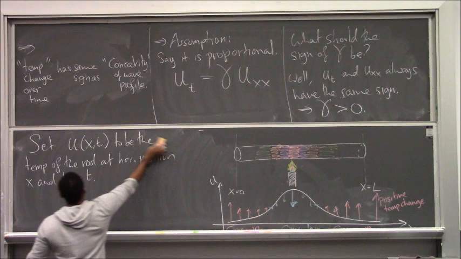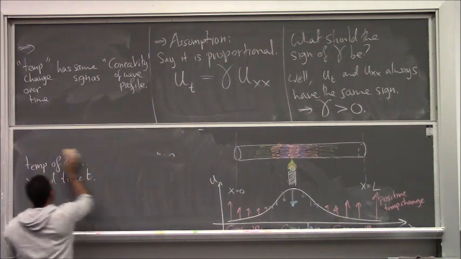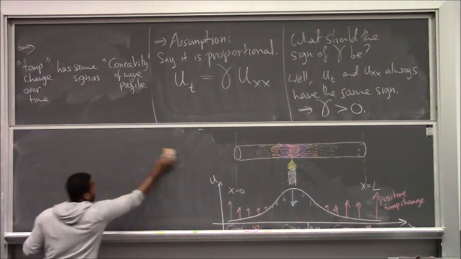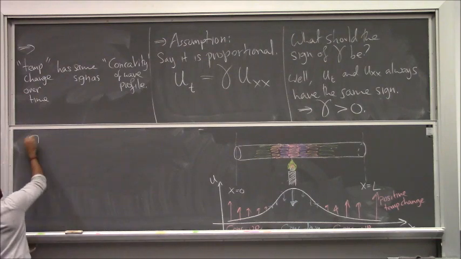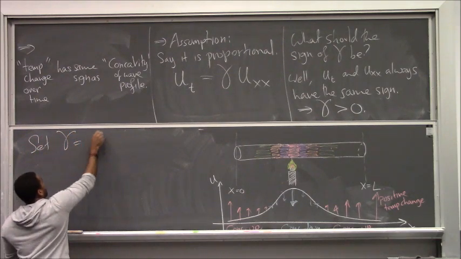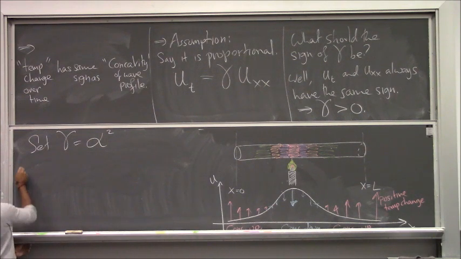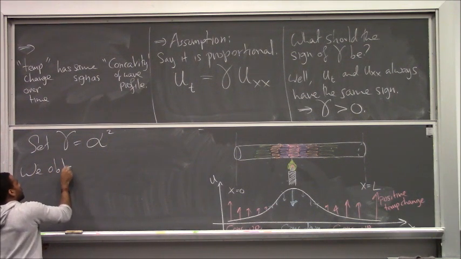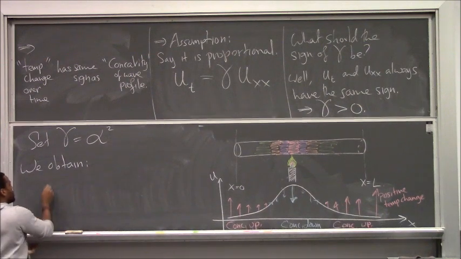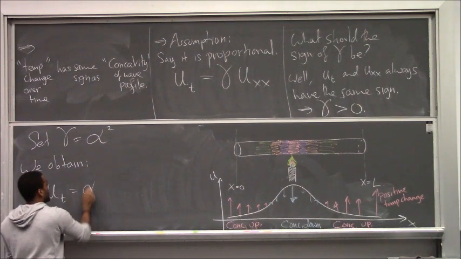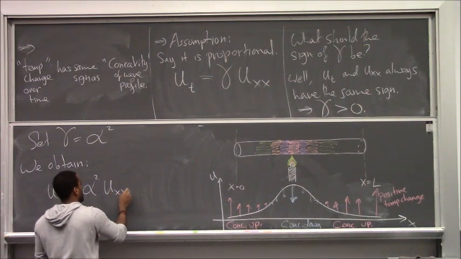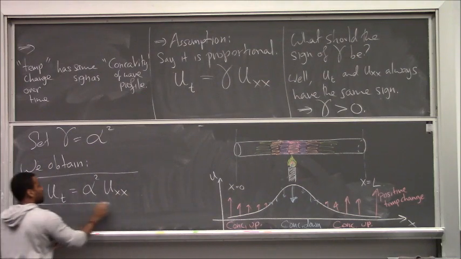So what we normally do, when we want to emphasize that something's positive, is write it as a square. So we're going to set gamma equals alpha squared, which is typically what's used. And we obtain this equation, u_t equals alpha squared u_xx. This is what's called the heat equation.